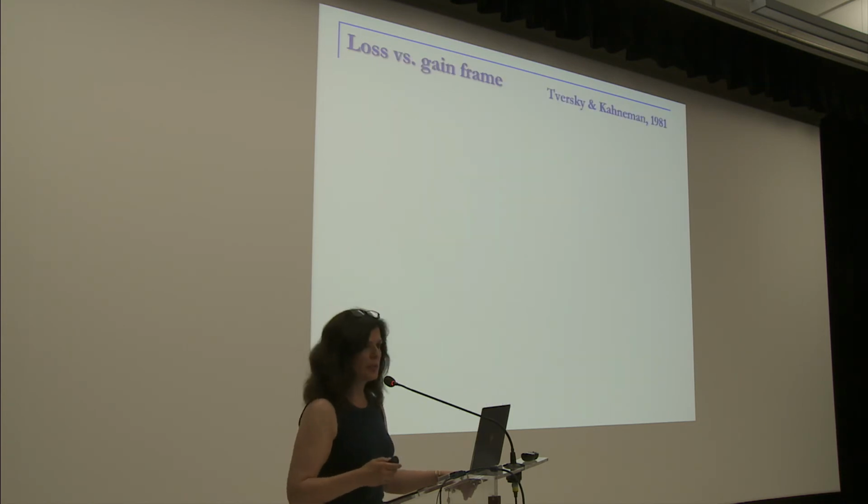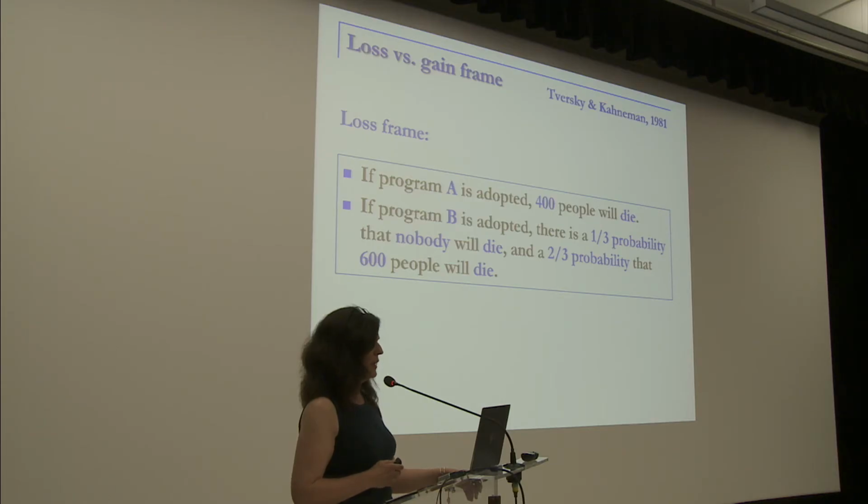So let me show you the loss and gain frames. This is one of the most famous problems that they used in Science, I think it was, to illustrate this problem. Imagine there's an outbreak of a disease that will kill 600 people if nothing is done. That sounds laughable today, just 600 people. Which of two programs to combat the disease would you favor? This is the loss frame. If program A is adopted, 400 people will die. If program B is adopted, there's a 1/3 probability that nobody will die, and a 2/3 probability that 600 people will die.